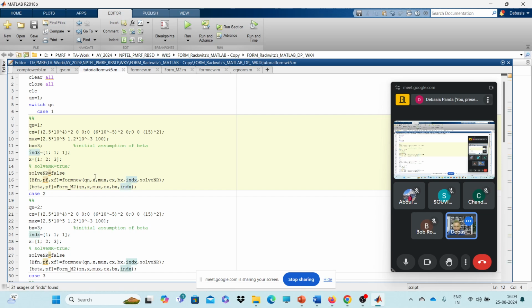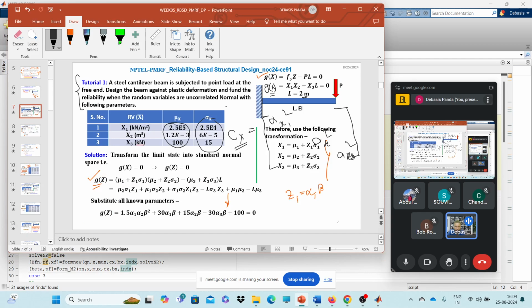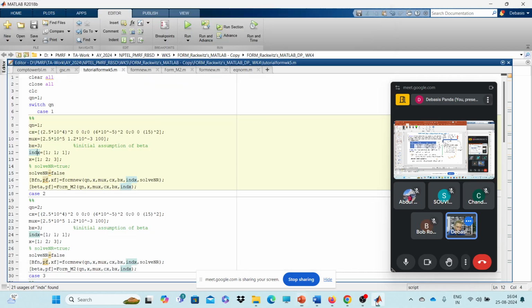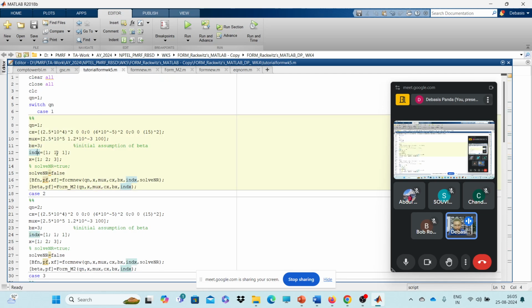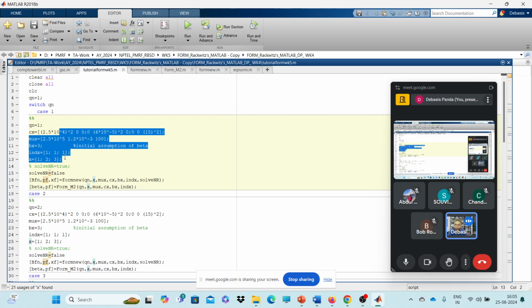Now index. Here all the random variables are normal. That means if we go to that equinorm function file, for a normal random variable we have index 1. That means we don't need to perform the equivalent normalization here. So what will be the index for three random variables? 1 1 1. Now how many random variables are there? Three, so I put 1 2 3. Now I am in a position, I have put all these values.